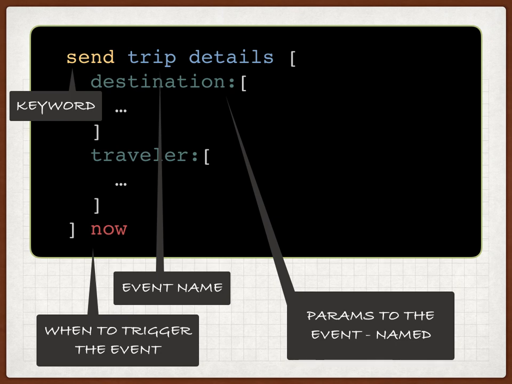And then finally, we tell the runtime when we'd like this event triggered. So you can trigger events in the future. You can schedule them. This one just says send this event as soon as possible.